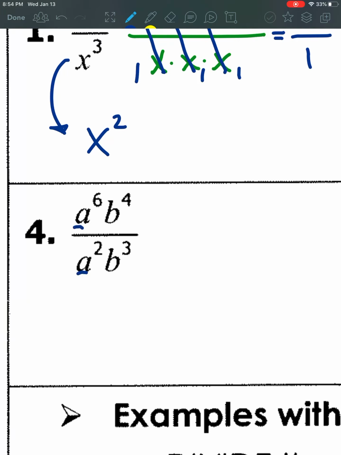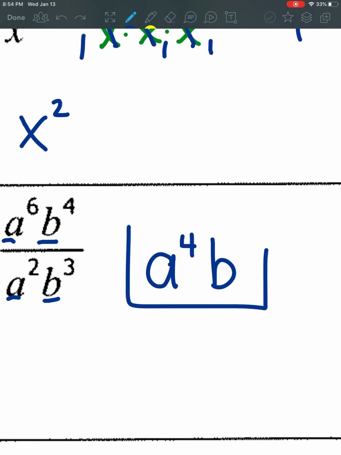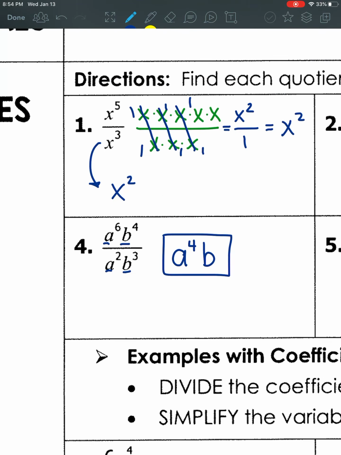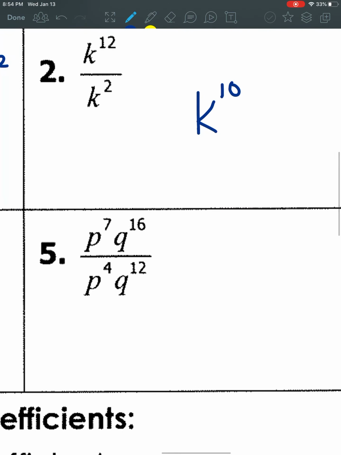And next one. Now, multiple variables, so we can only combine them with the same base. So we will keep the base a. 6 minus 2 is 4. And we do always have to do the numerator exponent minus the denominator exponent. Then also we have the b's that are the same, so we keep the base. Now 4 minus 3 is 1, but remember we don't have to write that power of 1 because it's not simplified. So a to the 4th times b.